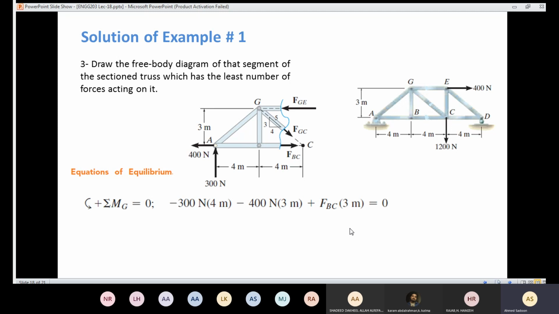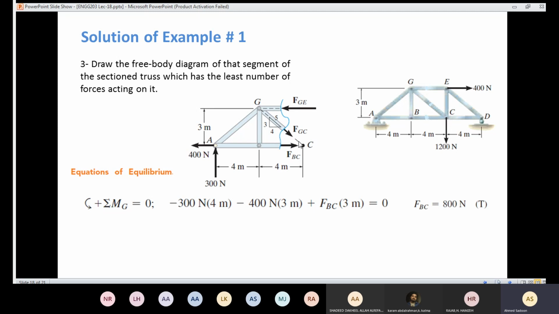Now I have only one unknown, which is FBC. FBC came out to be 800 Newton, and the value came out to be positive. Here we assumed that the force is tension, and the answer came out to be positive. That means our assumption is correct. Then you can also take the moment about the point C.